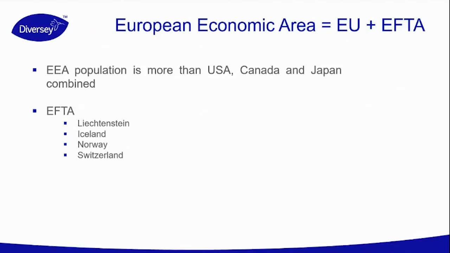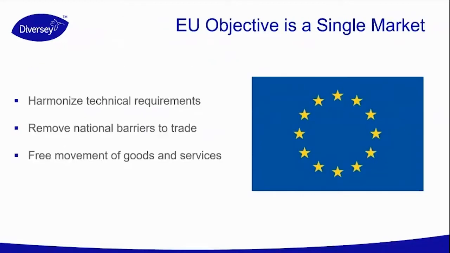And what is the European Economic Area? It's the European Union plus the EFTA. And of course, the objective is a single market. So it's to harmonize the technical requirements, to remove the national barriers to trade, and to allow the free movement of goods and services. So who are the players?